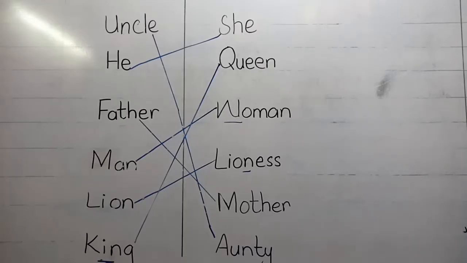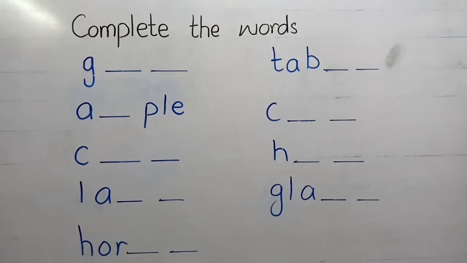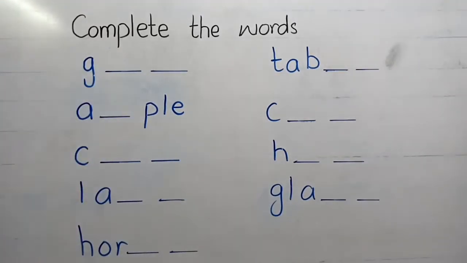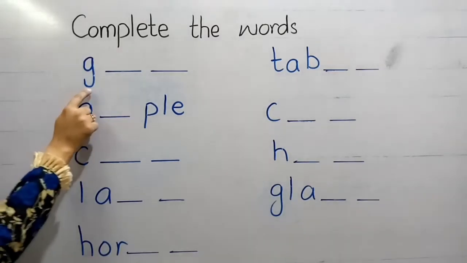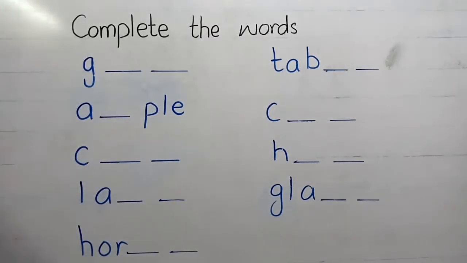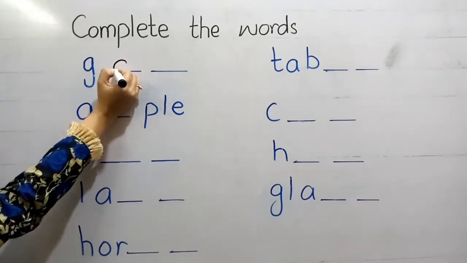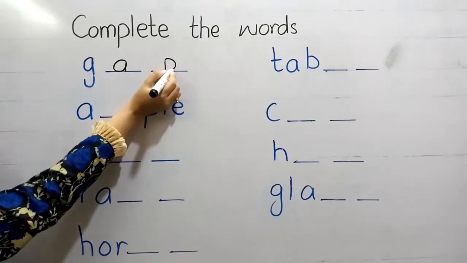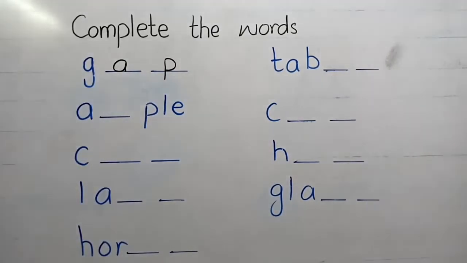Okay kids, now come to the next exercise. Complete the words. We have done complete the words. The first word has two blanks: g. How do we complete? We write here g, a, p. Yes, gap. G-a-p, gap. It's a complete word.